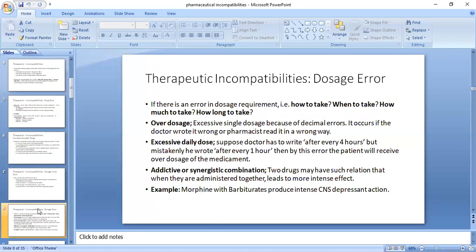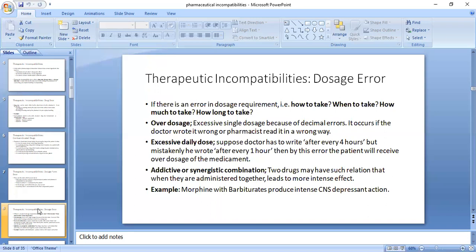And another error in therapeutic incompatibility is dosage error. If there is an error in dosage requirement, how to take, when to take, how much to take, how long to take, these are the main indications, main instructions to the patient by the pharmacist.